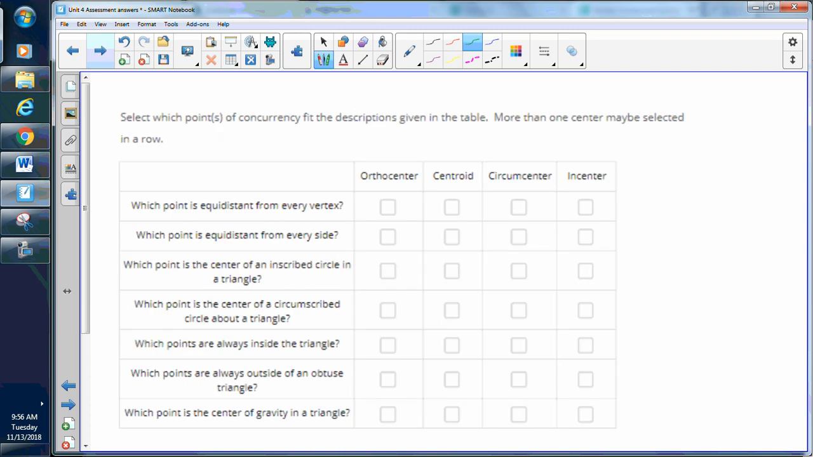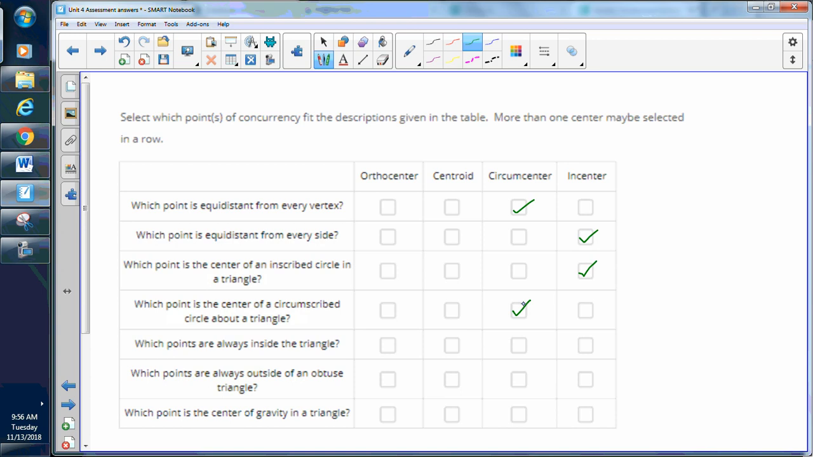Another know your terms. Equidistant from every vertex. That's the circumcenter. Equidistant from every side. That's the incenter. Which point is the center of an inscribed circle in a triangle? That's the incenter. Which point is the center of a circumscribed circle about the triangle? That's the circumcenter. You have the key circum as keyword.